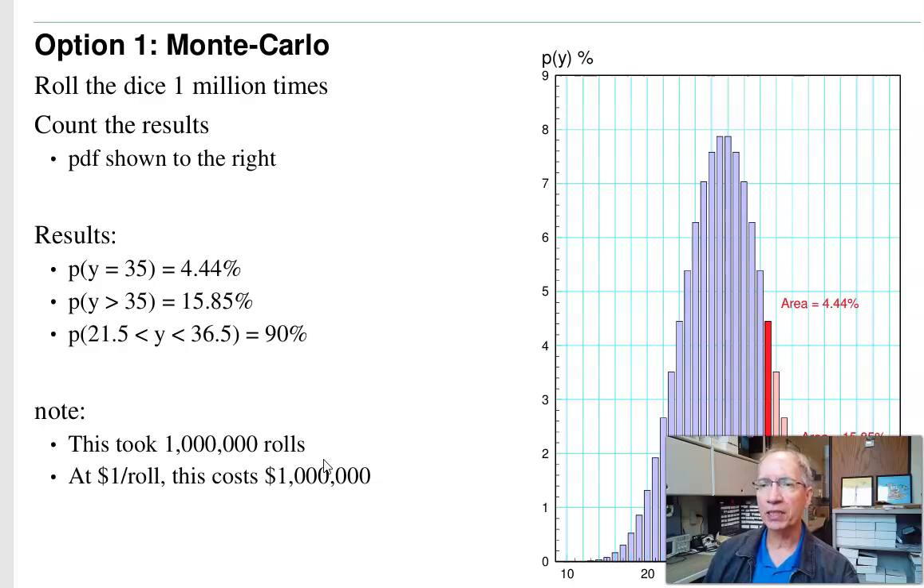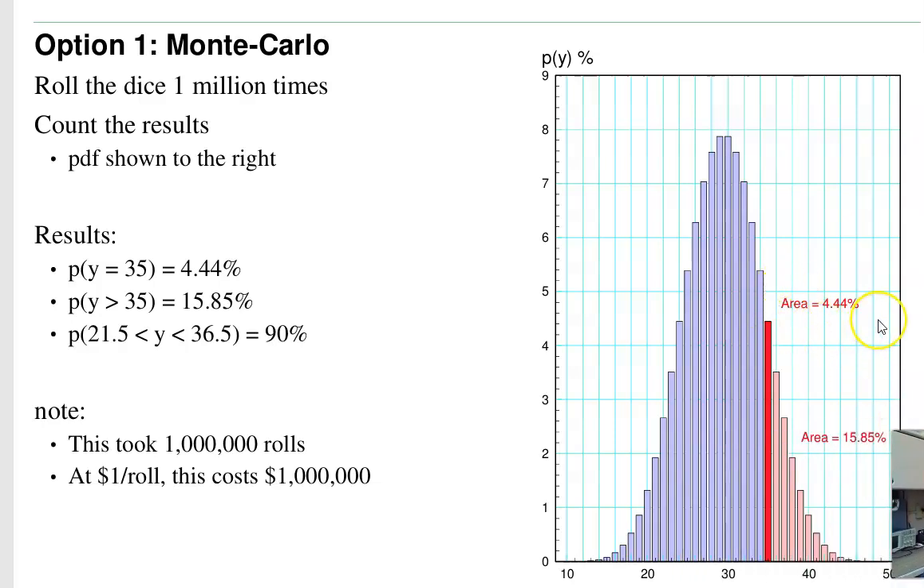For example, if I roll the dice 1,000,000 times and count, how many times was the sum equal to 35? I got 4.44%. So for Monte Carlo, that's roughly the odds of getting 35. I can count how many times the sum was bigger than 35. And there that was 15.85%. That's roughly the odds of getting more than 35. And I can also find out where the low 5% are, where's the high 5%, find the area in the middle. That's your 90% confidence interval. So experimentally, I got 90% of the rolls are between 21.5 and 36.5.